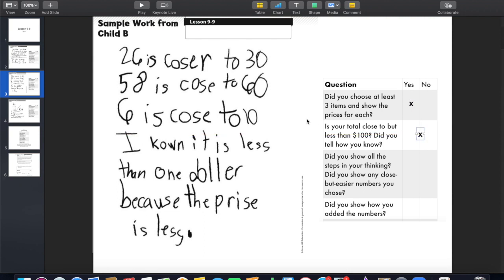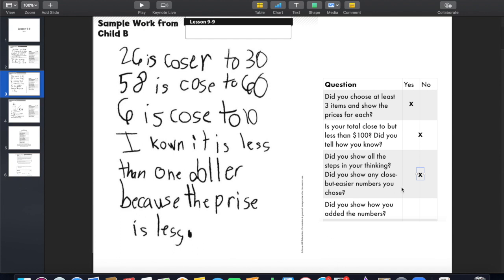It is close to or less than 100, but they aren't really explaining how they know. Because actually their estimate using these ballpark numbers would get them to 100, so they'd have to explain how they know these numbers, the actual price would get them less than 100. Did they show all their thinking in their steps? Did they use any close to but easier numbers? They definitely showed their close to easier numbers, but I don't think they showed all of their thinking because they didn't show a number model for how they might add these numbers. So I'm going to put that in the middle because it's a little bit of both.